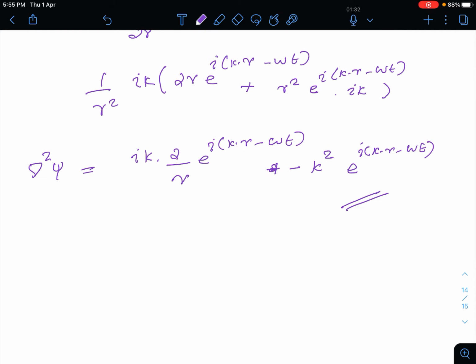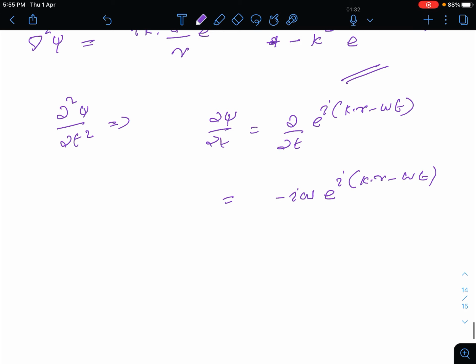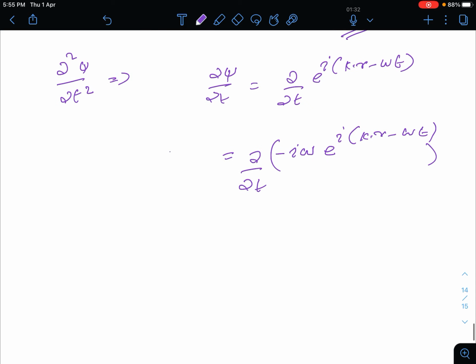Now dou square psi by dou t square I have to find out. So dou psi by dou t, what is that? Dou by dou t of e raised to i(k dot r minus omega t) is minus i omega e raised to i(k dot r minus omega t). Again I am taking dou by dou t of this, that is dou square psi by dou t square. So what would that become?